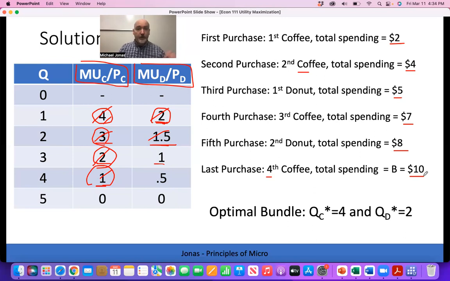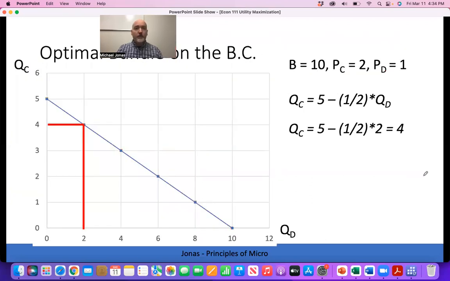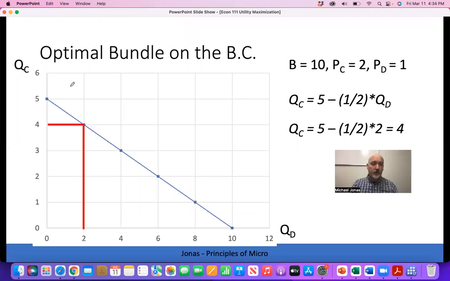Okay? So just to finish out the example with this optimal bundle, once again, what we've done is found the best place to be on the budget constraint. So remember, we have the $10 to spend. Coffee was $2 each. So if we spent it all on coffee, we could purchase 5 units. So that's that y-intercept. All $10 spent on donuts, which cost $1 a piece, would give us that maximum consumption of 10.